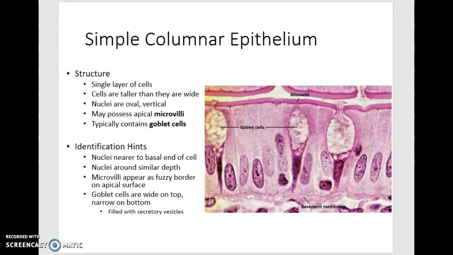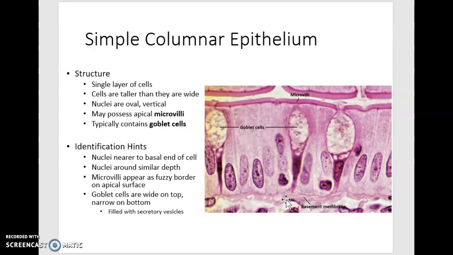All right, simple columnar epithelium. This structure is a single layer of cells. Cells are taller than they are wide. The nuclei are oval and vertical. They may possess microvilli, which are up here. You can barely see them. And they also can have goblet cells.